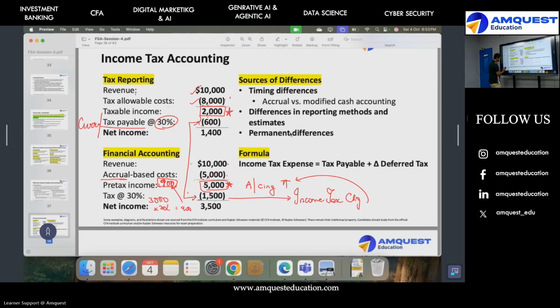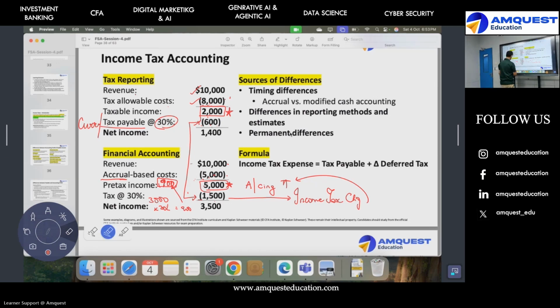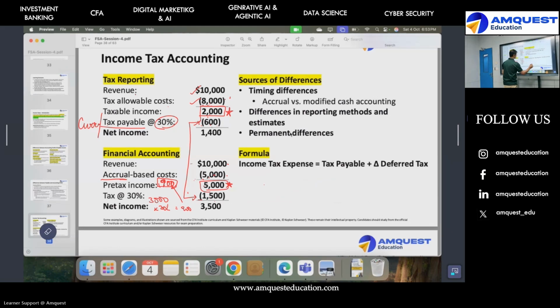Clear? Now guys, very important logic. Let's understand this carefully. What is the deferred tax here? Deferred tax is 900. This deferred tax is an asset or a liability? It's a liability. Let's understand.